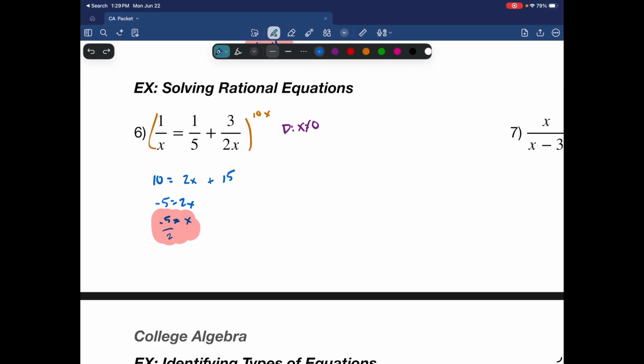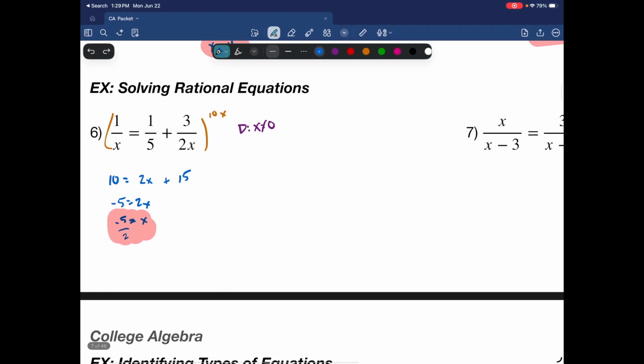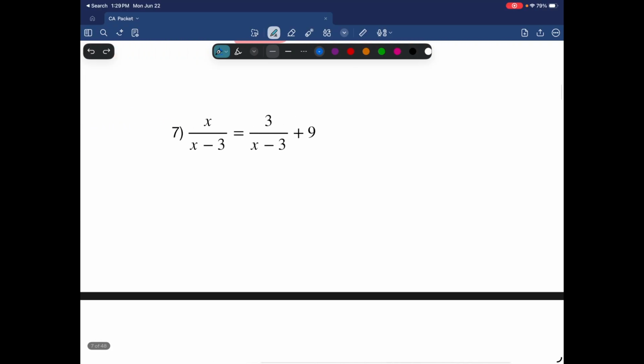5 halves is 2.5, so if you'd rather work with a fraction or the decimal, you can. But negative 2.5, plug it in and see if it works. All right, so here we have x minus 3 equals 0. So x equals 3. So my domain is not positive 3.